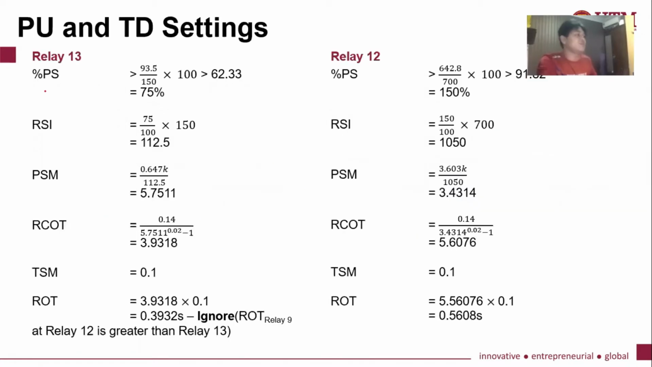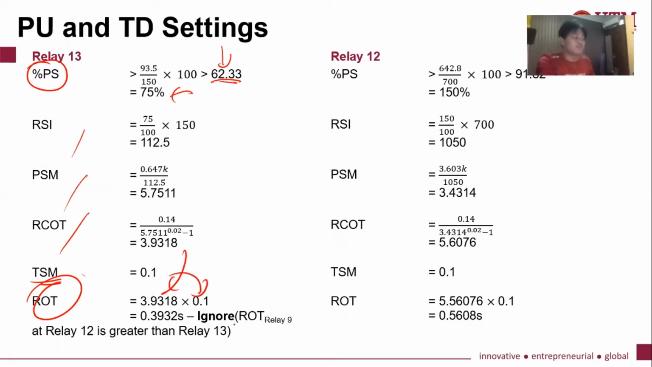As you can see here, for relay 12, the plug setting must be larger than 62.33. So we choose 75%, which is larger than 62.33, because we want a safety margin between the relays. Then for the ROT, we calculate RSI, PSM, and RCOT using the formulas. TSM we assume to be 0.1 for all the bottom relays. We use the RCOT times TSM, and we get 0.3932. But for this relay, we ignore it, because ROT at relay 12 is greater than at relay 13.